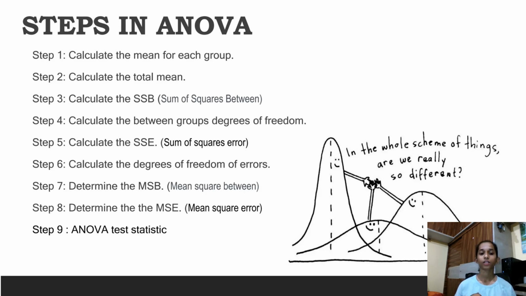The seventh step is to determine the MSB, where MSB stands for mean square between. The eighth step is to determine the MSE, where MSE is mean square error. And the final step is the ANOVA test statistic.